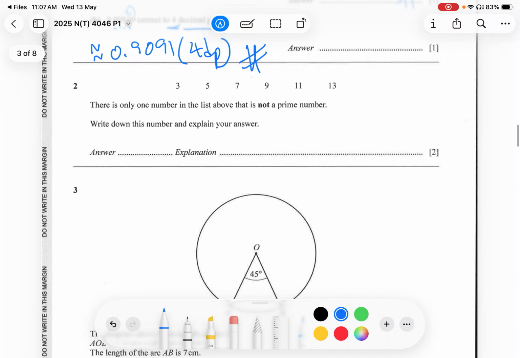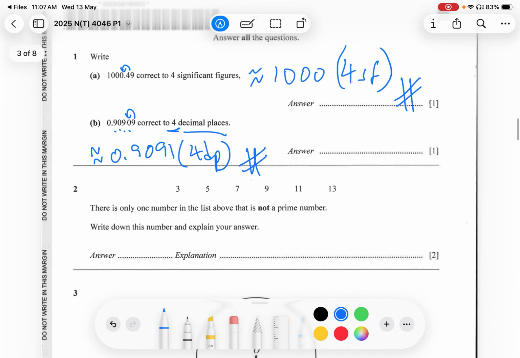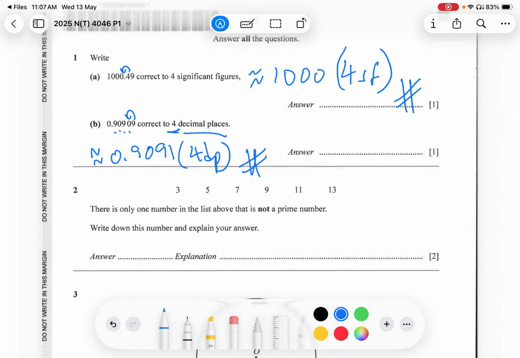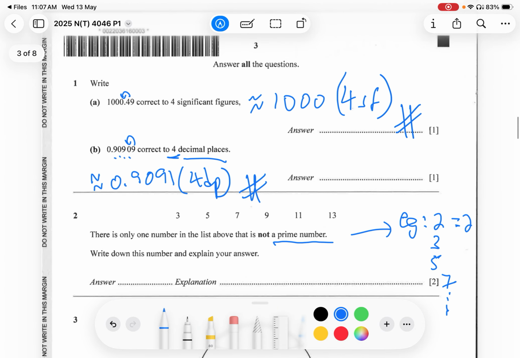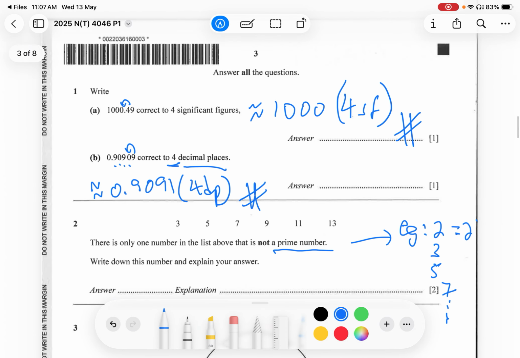Next one, question 2. The number above is not a prime number. Write this out, explain your answer. So prime numbers are numbers that can only be divided by the number itself and 1. Example: 2, 3, 5, and 7. 2 is 2 times 1. 3 is 3 times 1. 5 is 5 times 1. 7 is 7 times 1.